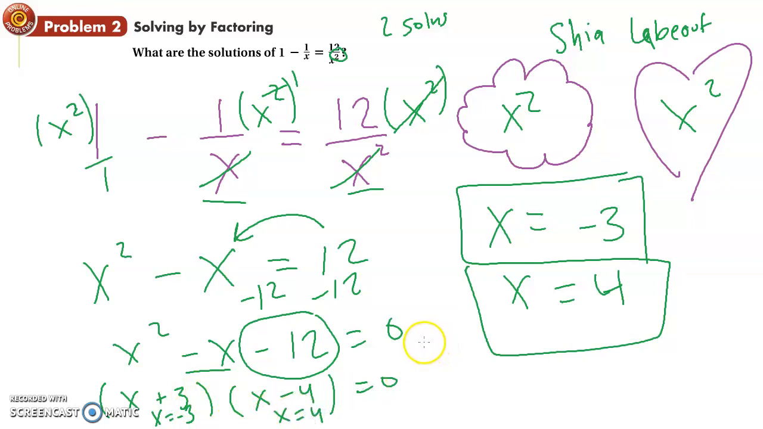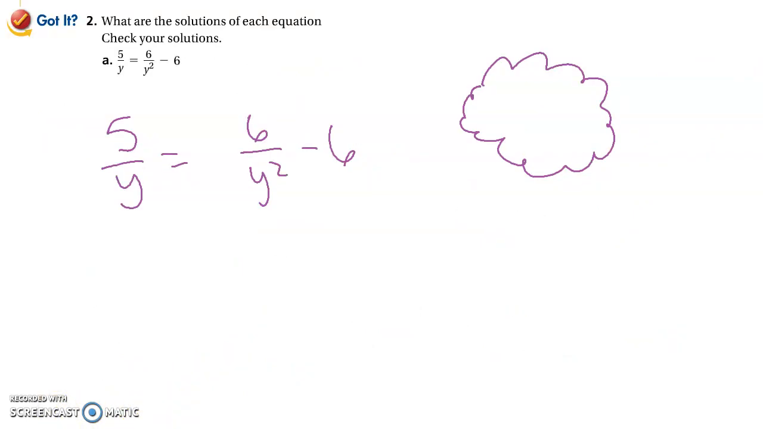All right. So what are the solutions? Plural. x is equal to -3 and x is equal to 4. Let's go ahead and try to solve this one. What are the solutions of this equation? And again, we're going to start doing the same thing. We're going to look at our denominators and figure out what our dream multiplier is.